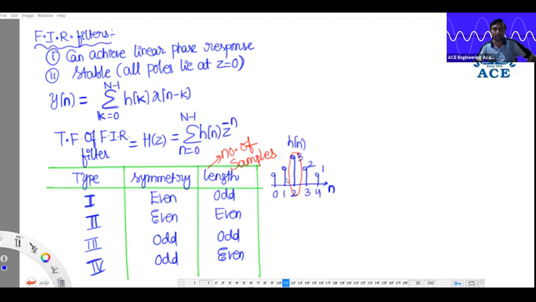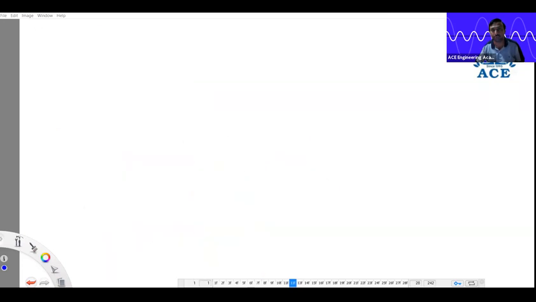Have you completed the snapshot, everyone? What we studied already: FIR filters can have linear phase only when the impulse response is symmetric or anti-symmetric. That point only we are checking again, nothing new. I hope you have completed the snapshot because I want to solve one model. Come on, friends.